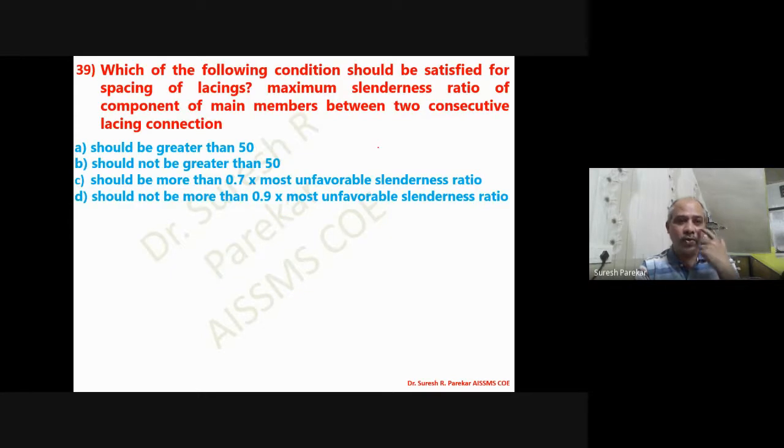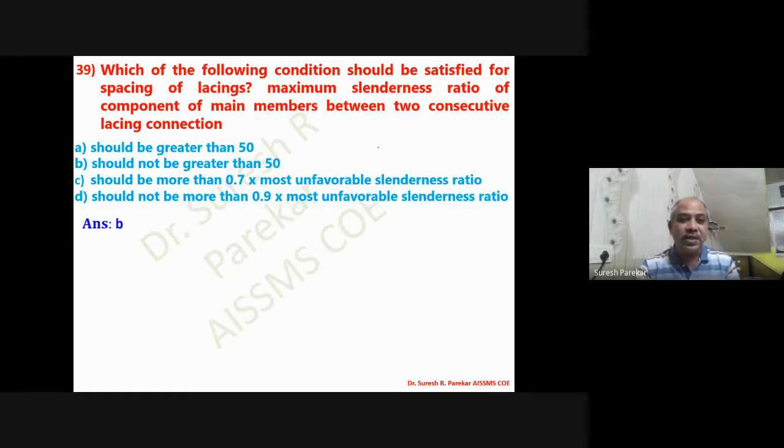Now if we go to the next question, which is the condition to be satisfied for spacing of lacing. The maximum slenderness ratio of component of members between 2 consecutive lacing connections, and that we should be very careful, should not be greater than 50. So we have 2 conditions.